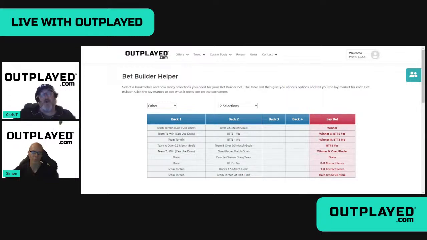We used to have to sit down and work out what all the permutations together would be and what our lay would be for it. Now we can just go in to this bet builder helper and it tells us. So even something like doing a draw, both teams to score no. Well, the only outcome from a draw and both teams to score no is 0-0. So that would be our lay for that side of things. So it is just a really nice, simple calculator and gives us all the answers that we need from that side of things.